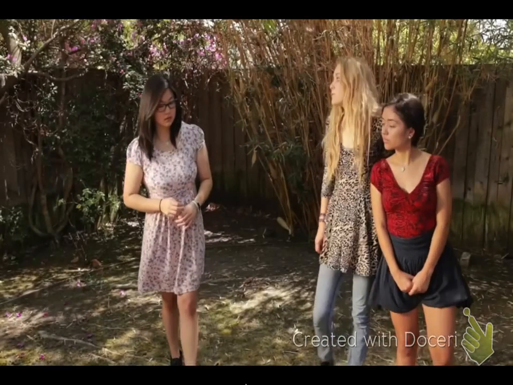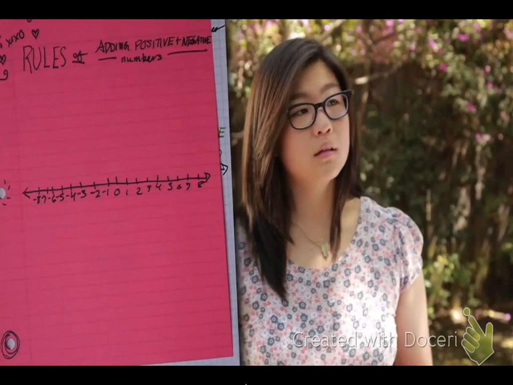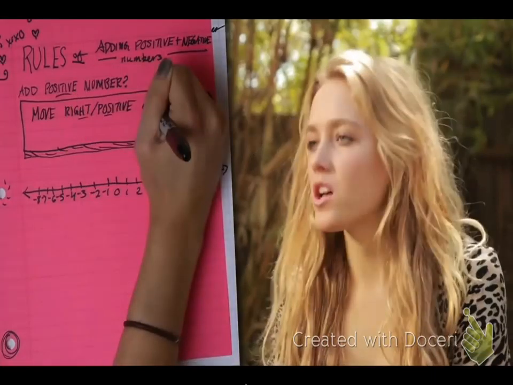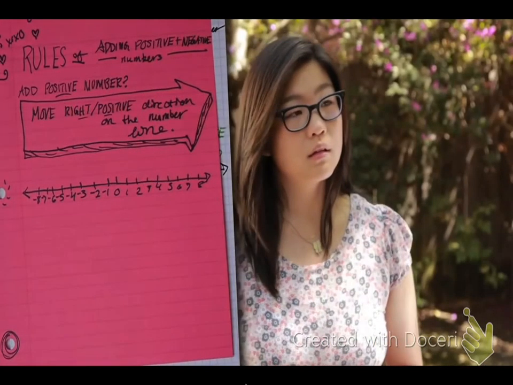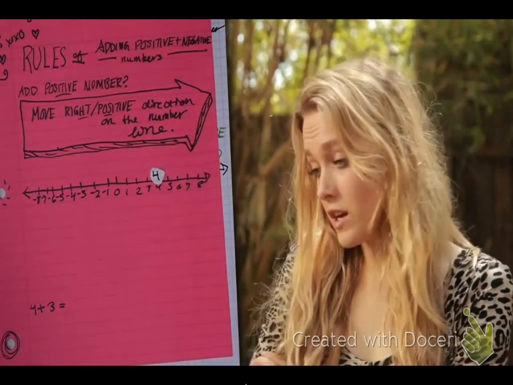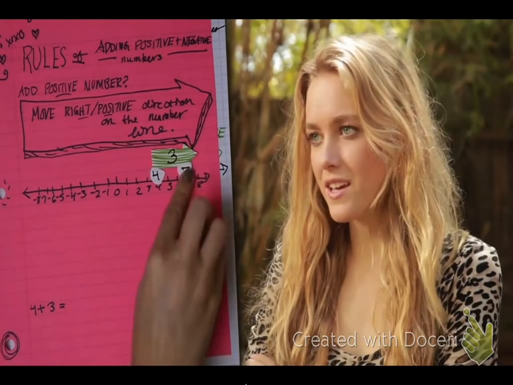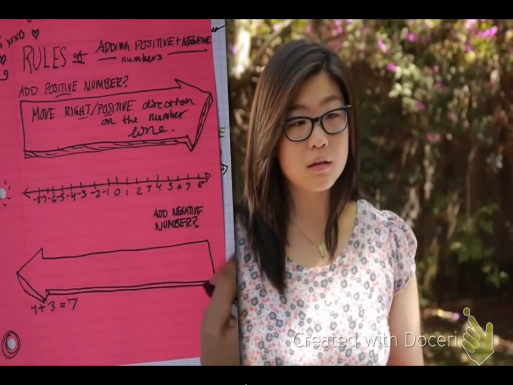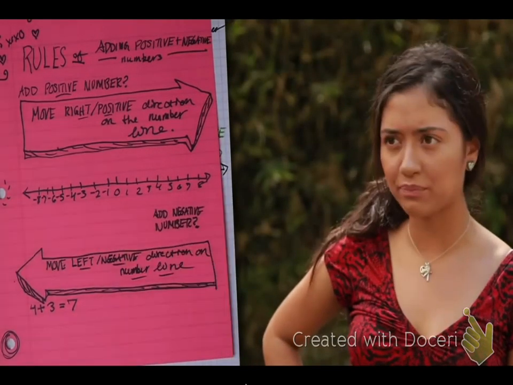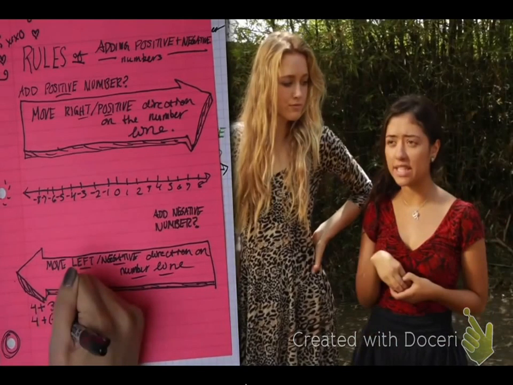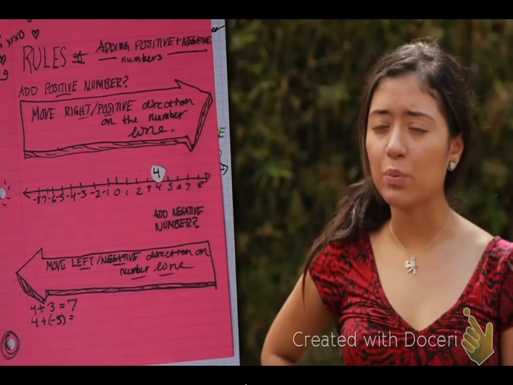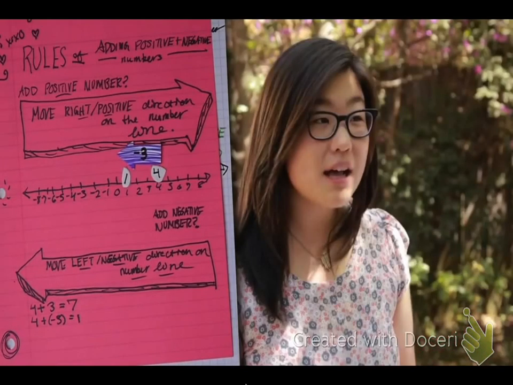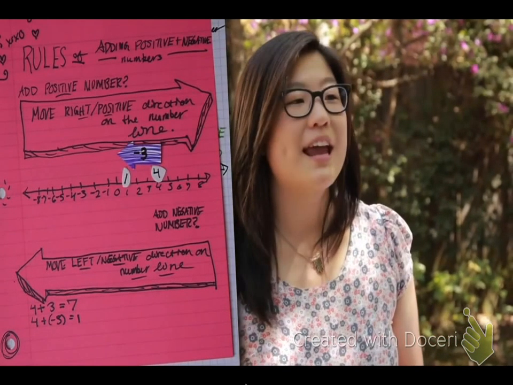Entering the world of adding negativity has a lot of rules. When we add positive numbers, we move to the right, or in the positive direction on the number line. For example, when we add 4 and 3, we find 4 on the number line, and then we move to the right 3 spaces to get 7. But if we were adding a negative number, we move to the left, or in the negative direction on the number line. For instance, let's say we have 4 plus negative 3. We find 4, then we move in the negative direction 3 places to 1.